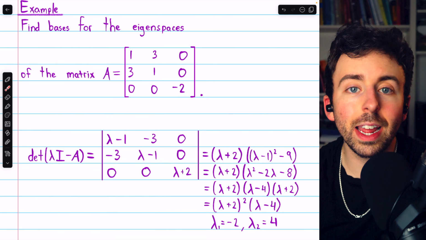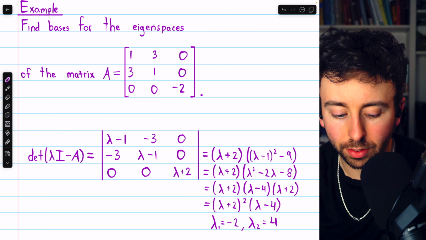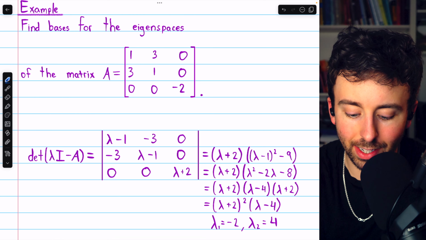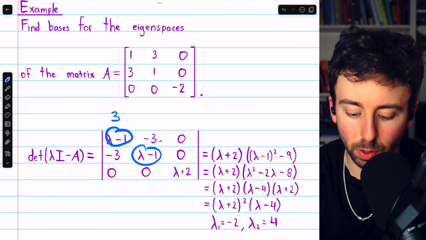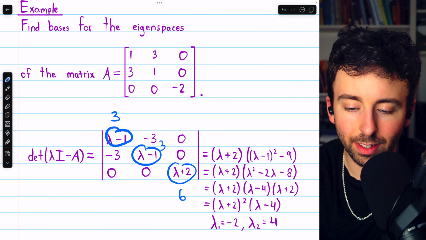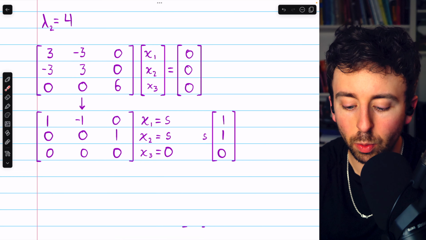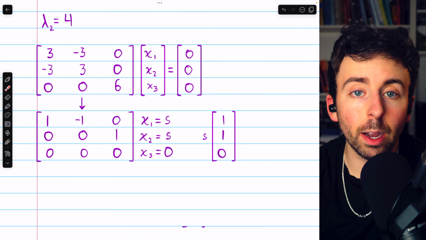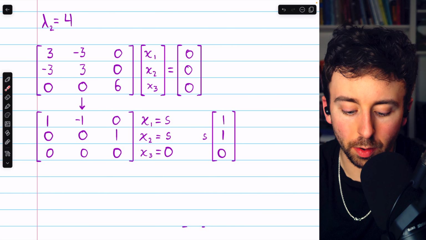All that's left is to find a basis for the eigenspace corresponding to the other eigenvalue, positive 4. So again, we're going to plug positive 4 into this matrix for lambda. So this entry will be 3, this entry will be 3, and this one will be 6. And then we'll find the null space. Here's that matrix just described. We're finding the solutions to this homogeneous system. By performing Gauss-Jordan elimination, we get this reduced row echelon form.